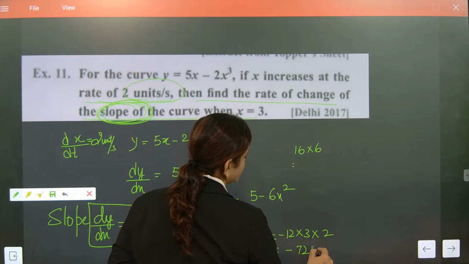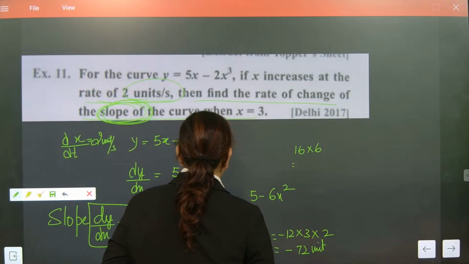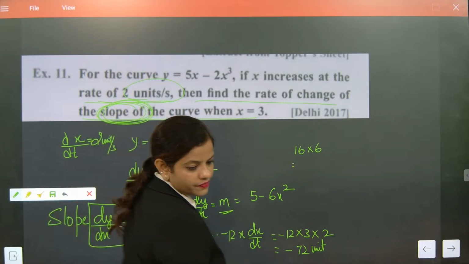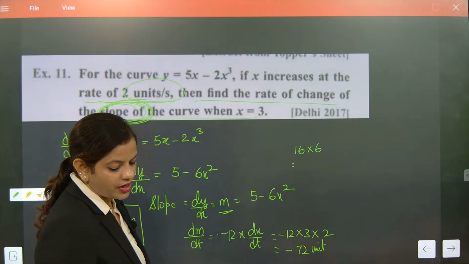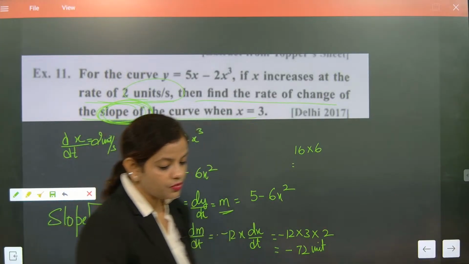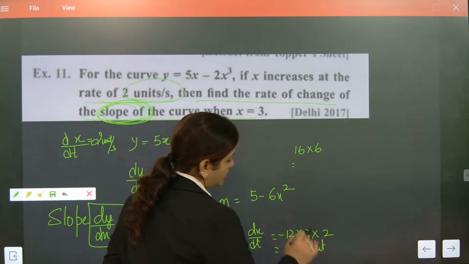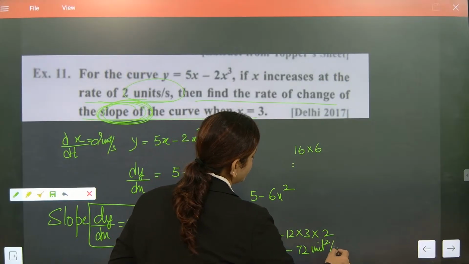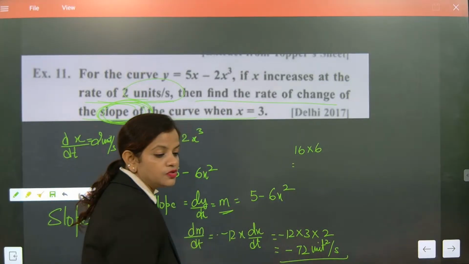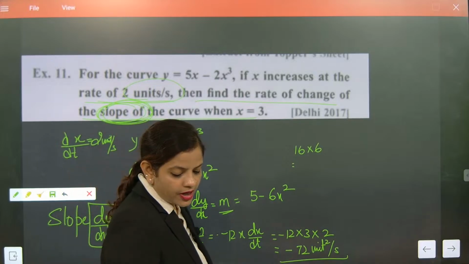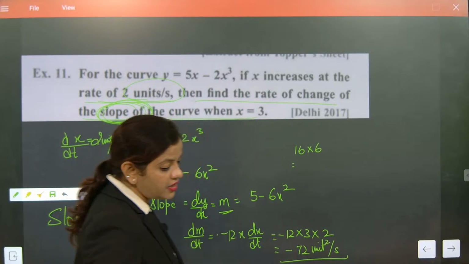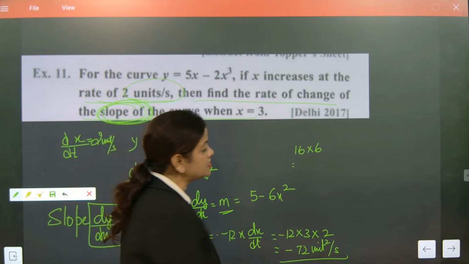Yes, the unit of slope will be coming. I hope you might have understood. So minus 72, minus 72 because it is decreasing. So if it is decreasing, it will become this unit square per second. So this is exactly decreasing. Okay, slope will be decreasing. The minus indication is that the slope is decreasing.